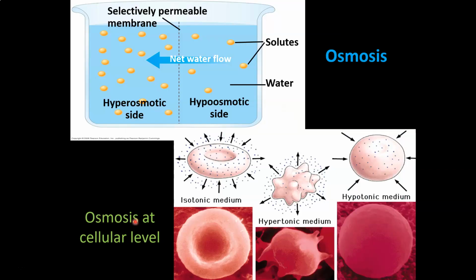Now, this happens biologically. This is the more conceptual diagram: net water flow from the hypoosmotic to the hyperosmotic side, from low solute concentration to high solute concentration side. Now, that happens at the cellular level, right? So this selectively permeable membrane exists biologically.